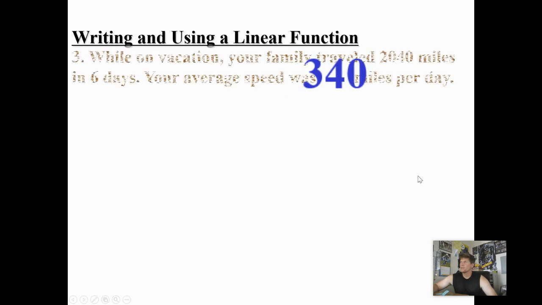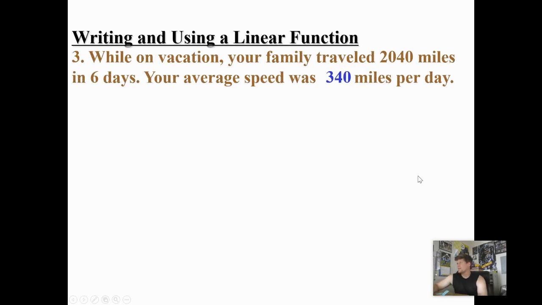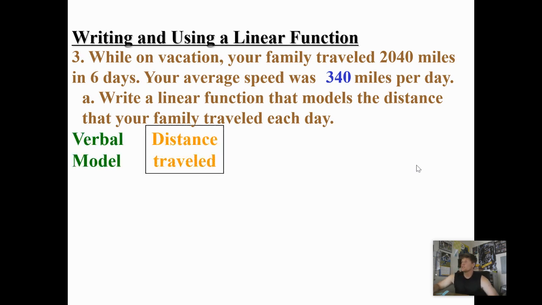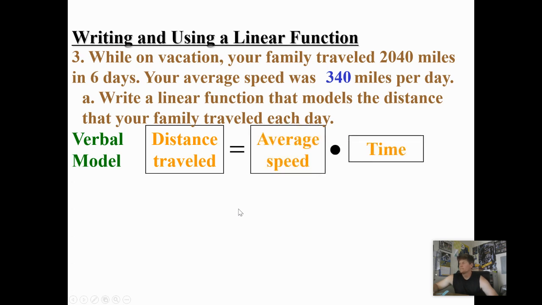Taking a look at this here. It says, while on vacation, your family traveled 2,040 miles in 6 days. Your average speed was 340 miles per day. Write a linear function that models this distance your family traveled each day. Verbal model: distance traveled equals our average speed times time.